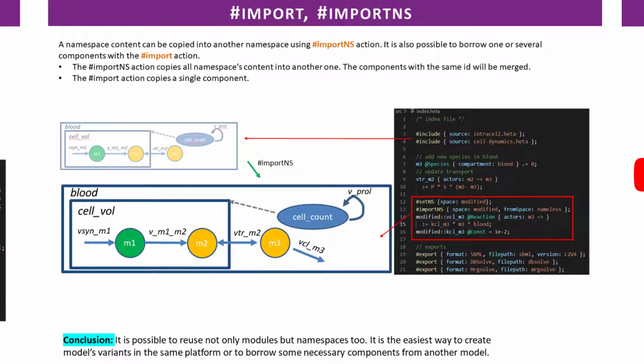The next example demonstrates the usage of the import action. This operation copies components of a namespace into another one. In the following example, we have got two versions of models. One of them has an additional reaction. Take note that the core models remain untouched.